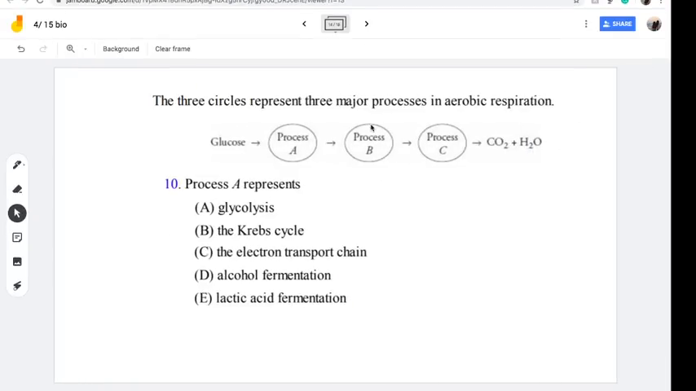Now, this question shows us a diagram labeled processes A, B, and C, and we want to find out what process A represents. So I'll give you guys a couple of seconds.